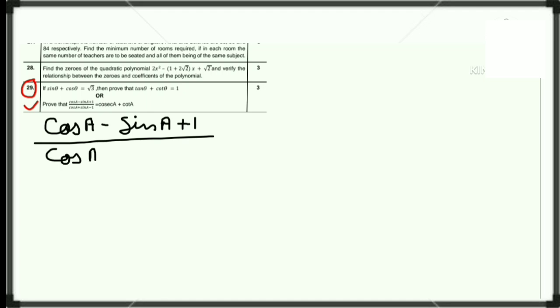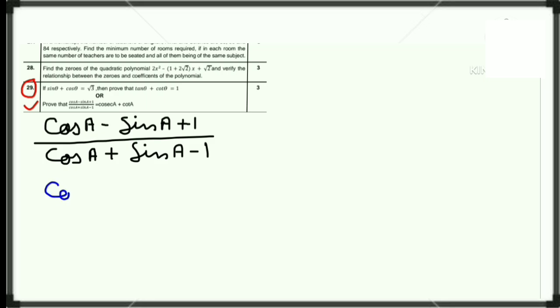Okay, now second question of 29. Prove that cos A minus sin A plus 1 by cos A plus sin A minus 1 equal to cosec A plus cot A. Okay, students, firstly, just take its LHS part, and in LHS it has cos A minus sin A plus 1 by cos A plus sin A minus 1. Okay, now let's divide all terms by sin A.